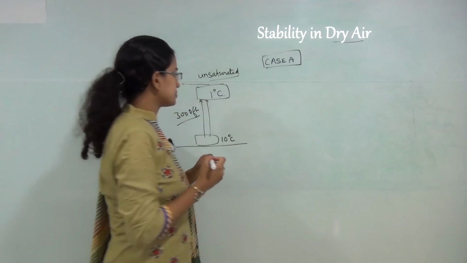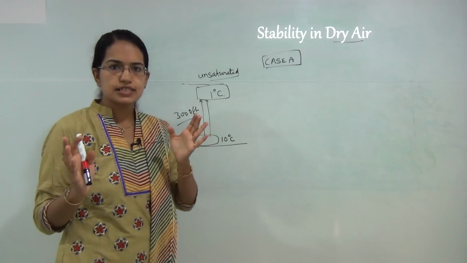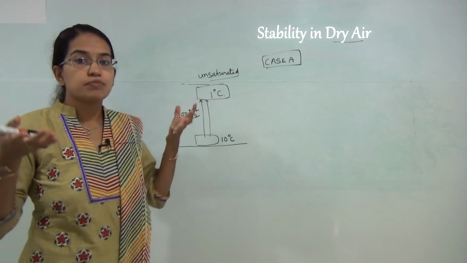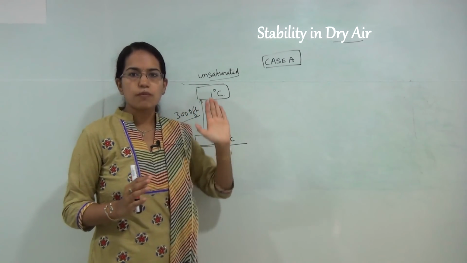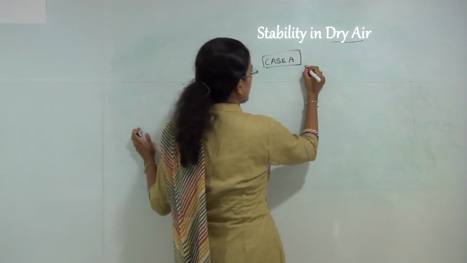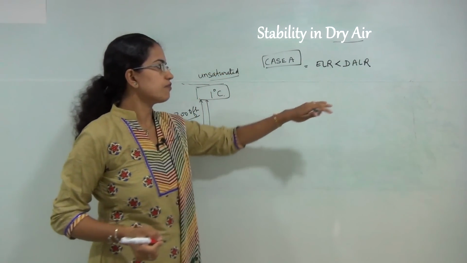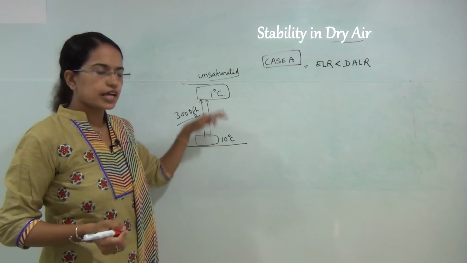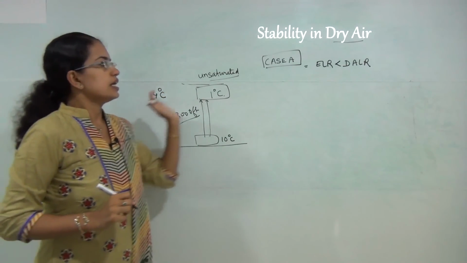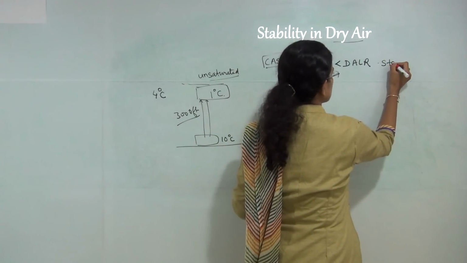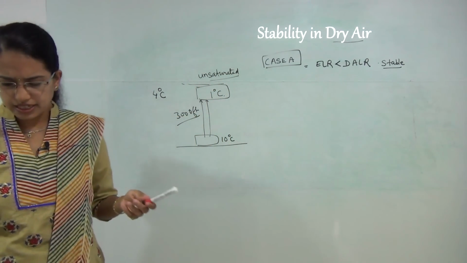Under case A, what I am saying is the mass of air is at a temperature of 1 degree Celsius. However, the surrounding air is much warmer as compared to this air parcel, because the drop in the environmental lapse rate is not that much. So I can say the environmental lapse rate here is less than the dry adiabatic lapse rate, because the temperature fall of the air parcel is much higher as compared to the temperature fall of the surroundings, which say is only 4 degrees Celsius. In this case, the atmospheric condition would be stable. So that's case A, which is a stable atmospheric condition, considering the surrounding conditions.